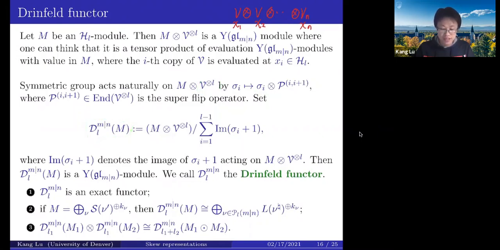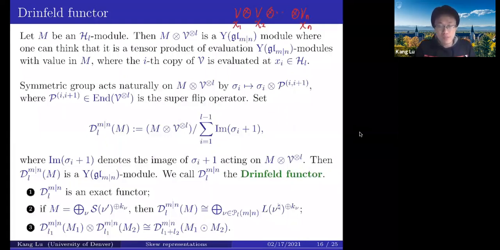Then one can define a new space. This is denoted by D L M N. Here M means it corresponds to H L, and M N means this will be a representation for the Yangian GLMN. Then it's defined as a quotient. First, this is a Yangian module. And then one can show the summation of such images will again be a Yangian module. Then take such a quotient, and you will get another Yangian module. So it means if you take a degenerate affine Hecke algebra module, then you will get a Yangian module. This functor we will call the Greenfield functor.